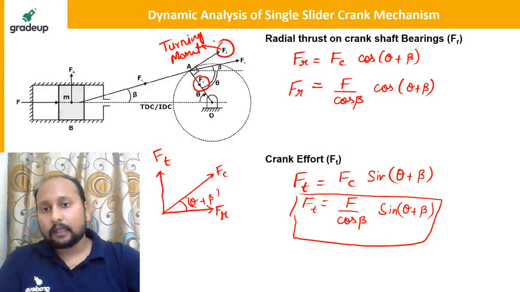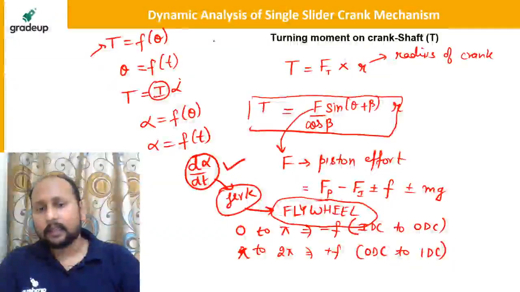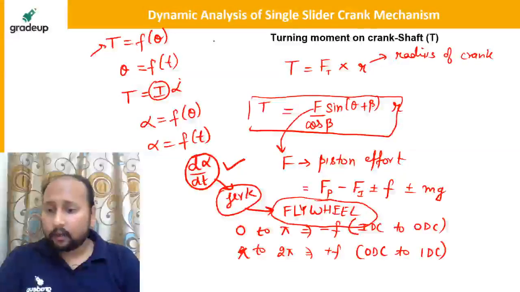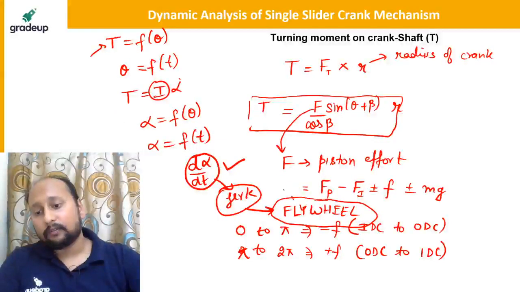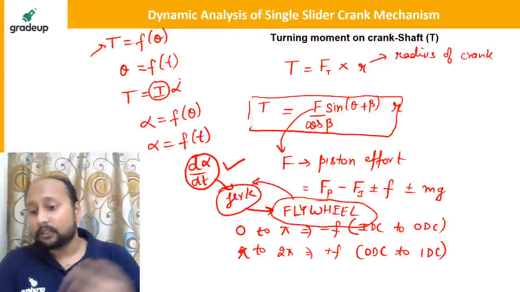Due to this force only, we are having a turning moment. Okay, fine. So just you need to take the component along cos theta and sin theta, that is your total force. And in the turning moment, what is turning moment? This is Ft into R, and Ft is F sin(theta plus beta) upon cos beta, into R. This is your total turning moment. And how the flywheel is coming into picture, basically we are having a jerk being associated with this term.